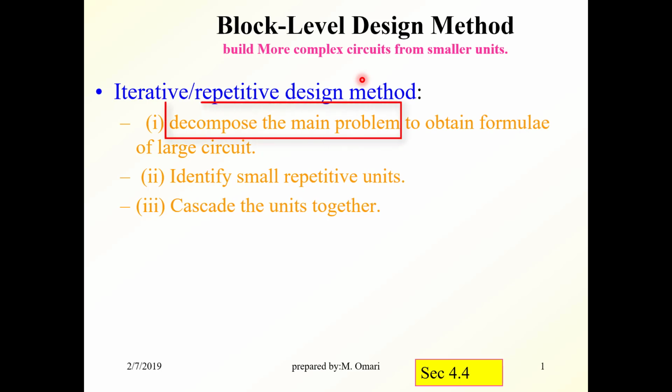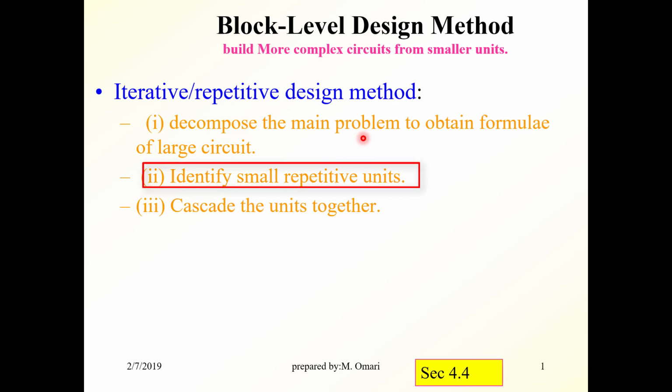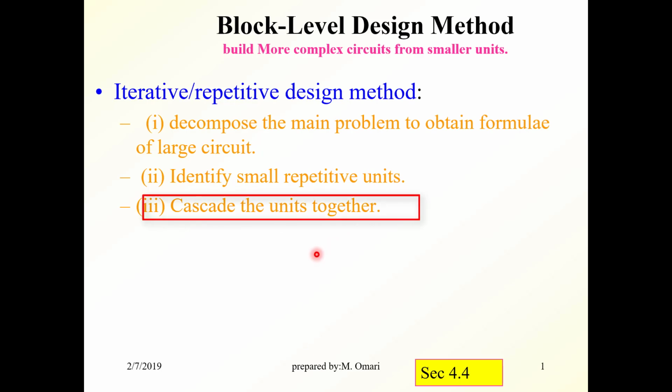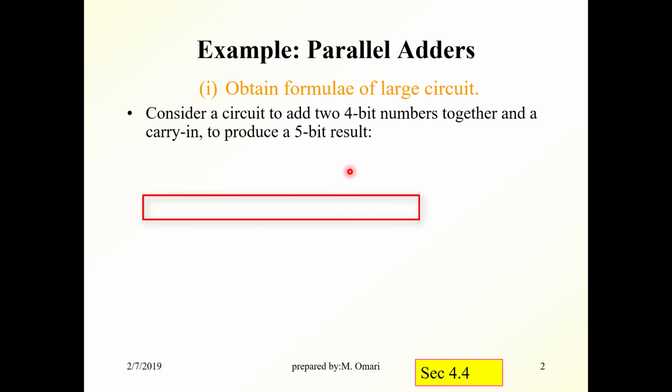You start by decomposing the main problem to obtain formulas that govern the operation of this large circuit. Then identify the small repetitive units that you want to use, and then rely on the formulas that you obtained and start cascading the units together. Okay, this is the first example.